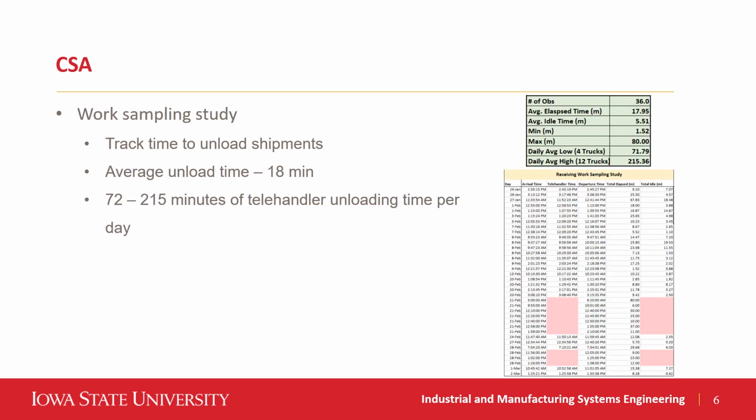The next method that we used for the current state analysis was a work sampling study, where we tracked the time that it takes to unload shipments. What we found over 36 observations was that it takes an average of about 18 minutes to unload a shipment with the telehandler, and through surveys conducted, we knew that KTPacer sees anywhere from 4 to 12 shipments each day. So we were able to find that the telehandler, at a minimum, is spending over an hour each day just loading and unloading shipments, and some days it can be over 3 hours.